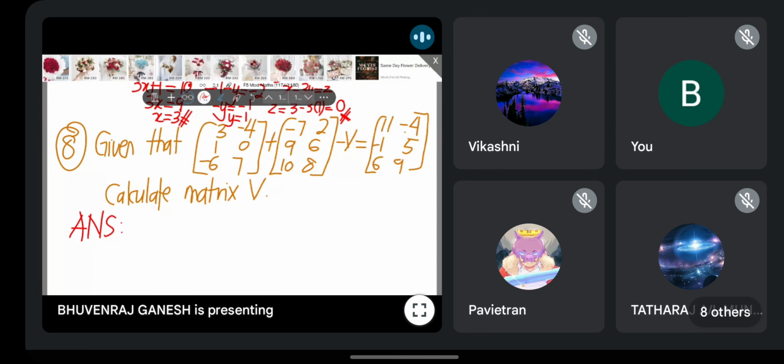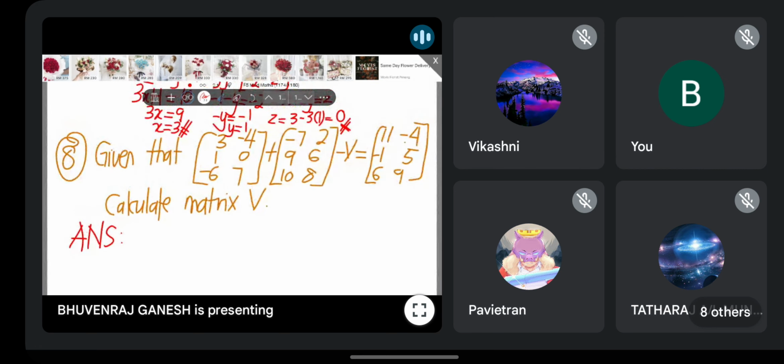Calculate matrix V. This one might take some time because you have to do some operations here. One by one, you need to shift and then answer. So this one, I give you all a few minutes. Once you're done, you tell the answer. Maybe 5 minutes? Enough, guys, to solve a question like this. 5 minutes. Are you all okay?